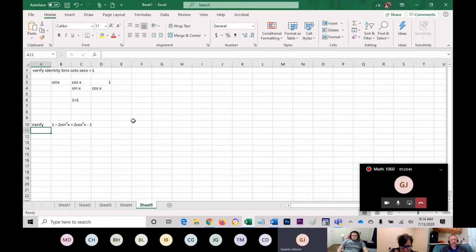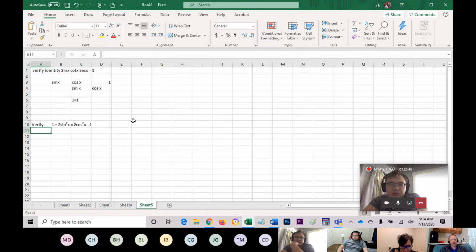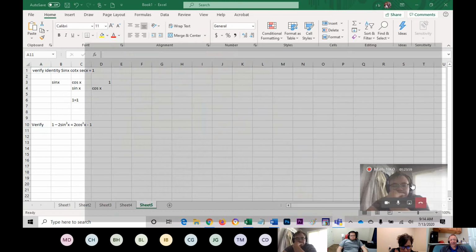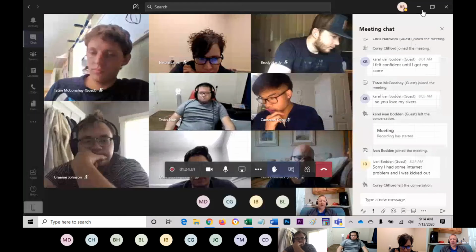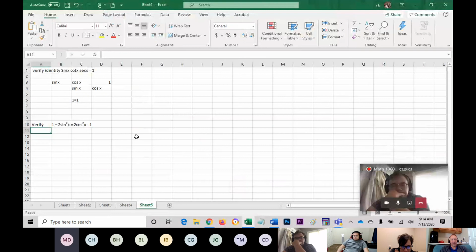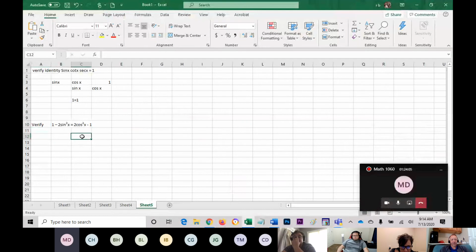You could rewrite cosine squared of x as something else using the Pythagorean identities. Who said that? That was a very good hint. I could learn you guys' names. That was Graham. Good job, Graham. Great hint. So the cosine squared of x minus 1 is just negative sine squared of x.